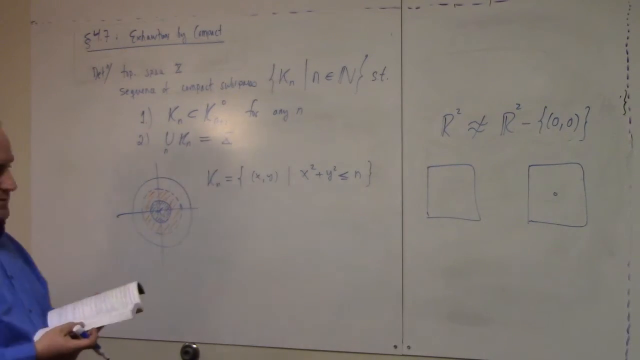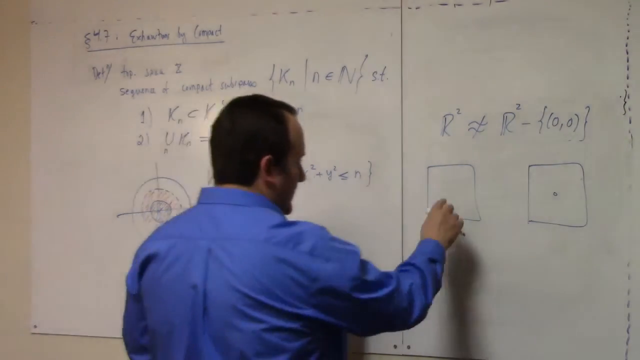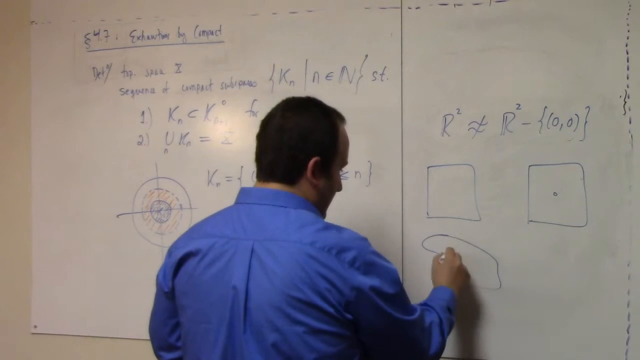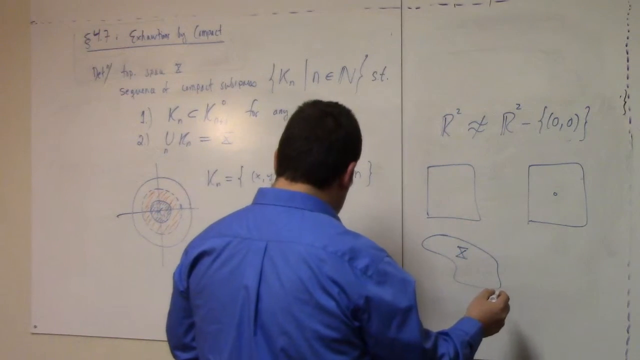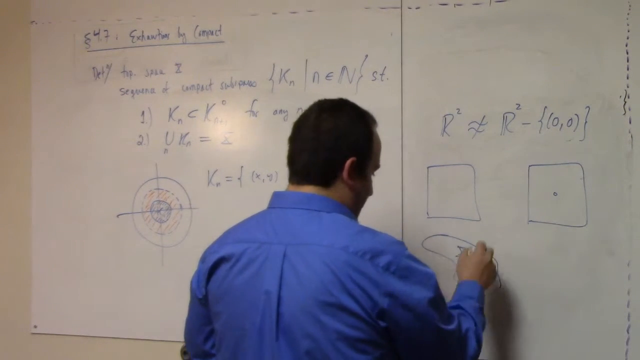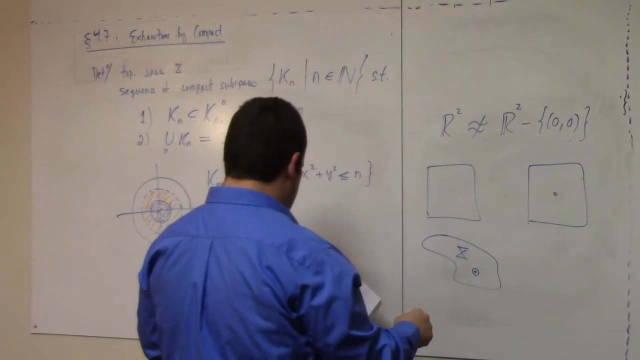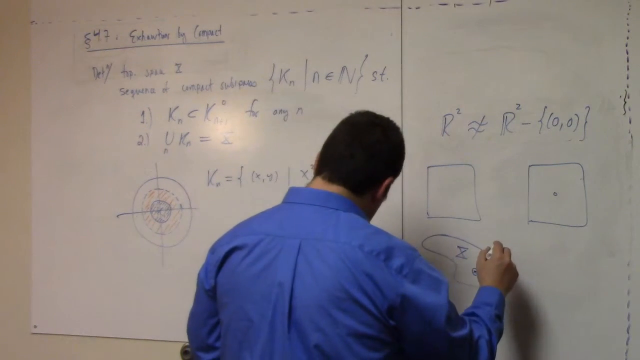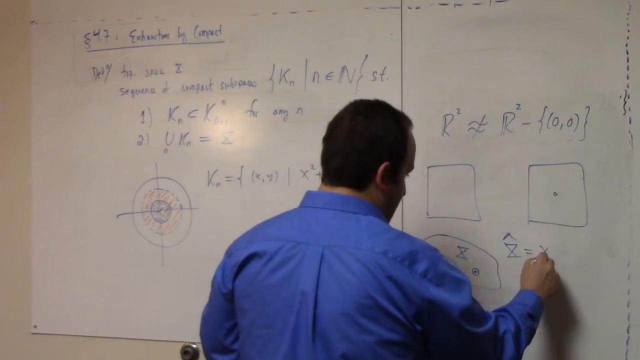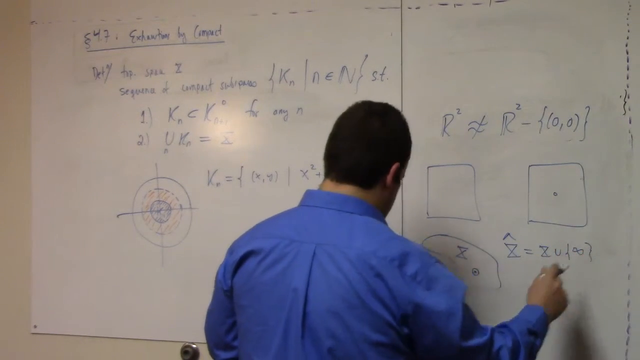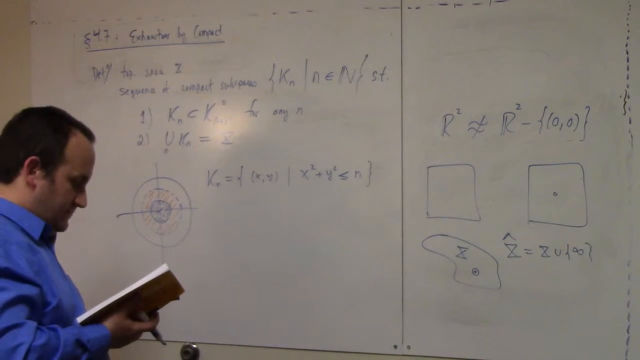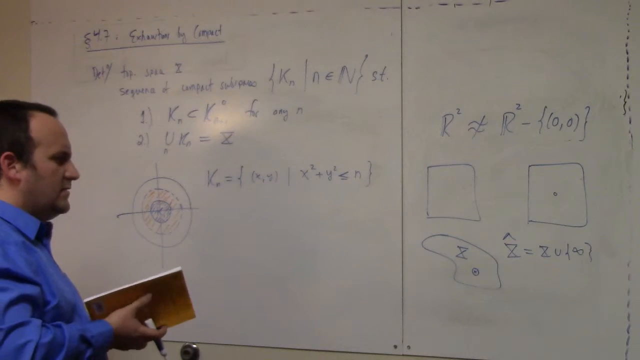By the way, this is probably more important than that. If you take a topological space X, and then you remove one point, then you can say X hat is equal to X union infinity. No, that's not the right thing to say. I'm sorry.